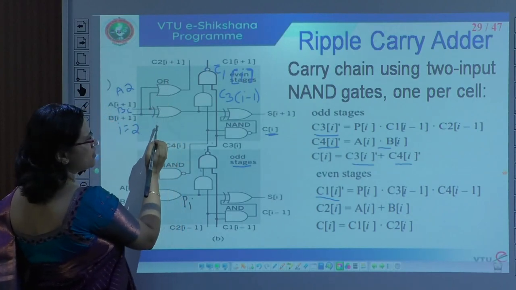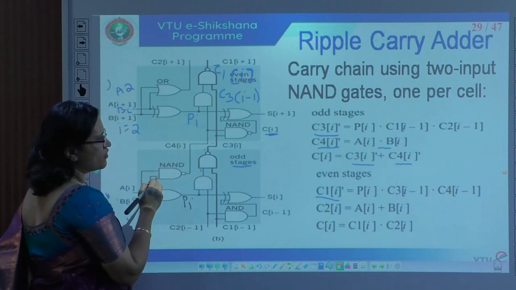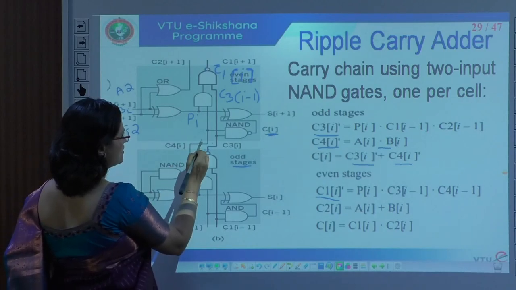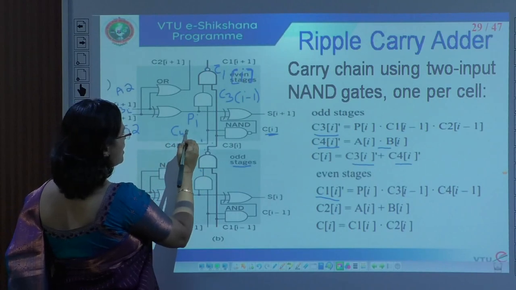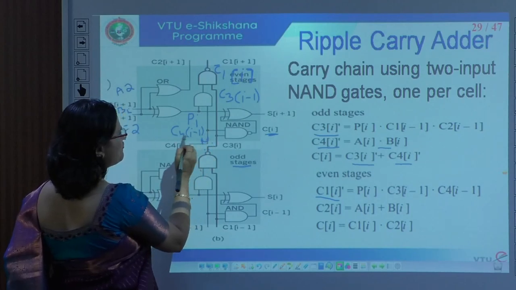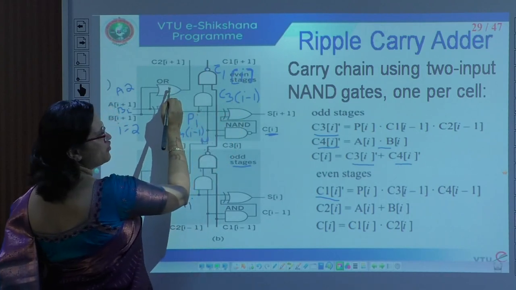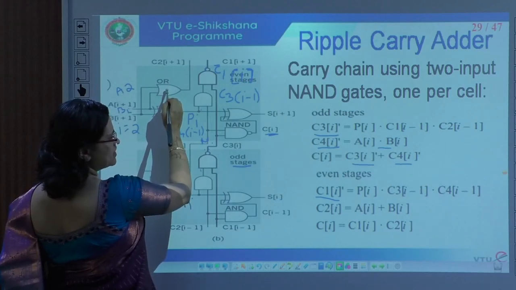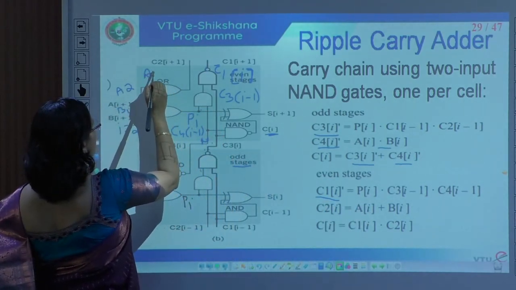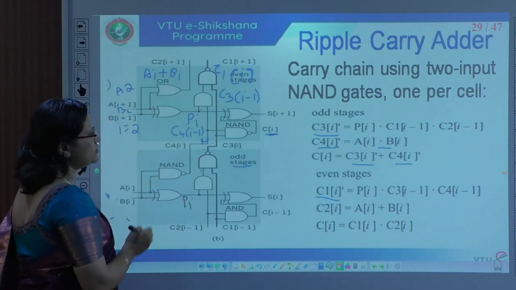So that is nothing but what I will be calling Pi. So this is Pi, and this part, what is this line? This line is C4 of I minus 1. This one is Pi, and this is C3 of I minus 1. And what do you get from this OR gate? You get C2 of I, which is nothing but Ai plus Bi. So this is Ai plus Bi that you get from the OR gate.